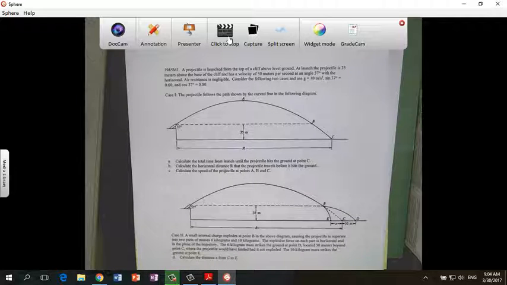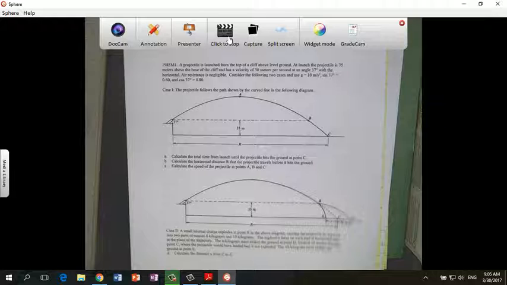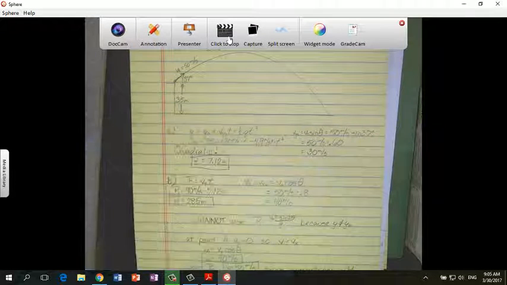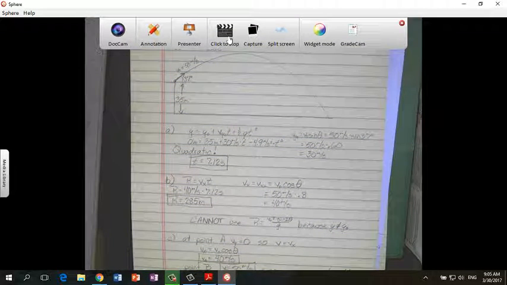So we have our question, and we've got a projectile launched from the top of a cliff above level ground. It's 35 meters above the level ground. Initial velocity is 50 meters per second, at an angle of 37 degrees above the horizontal. Air resistance is negligible. So the first thing that we're asked to find is the total time that the projectile is in the air. I've got my diagram here since I'm on a different sheet of paper.